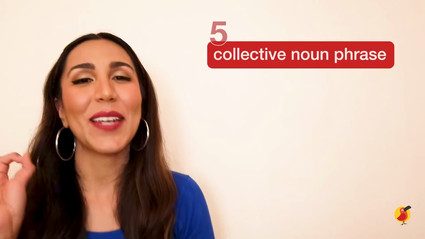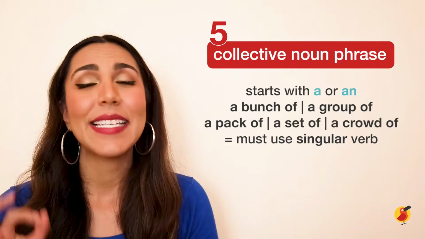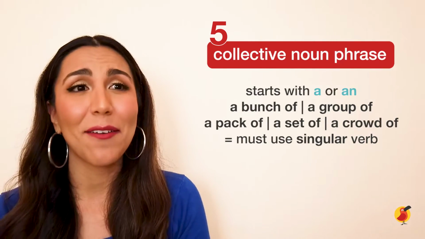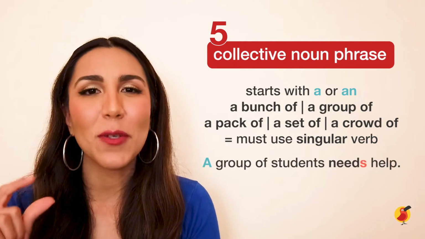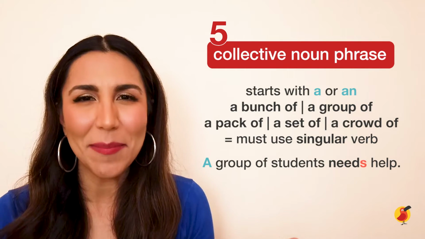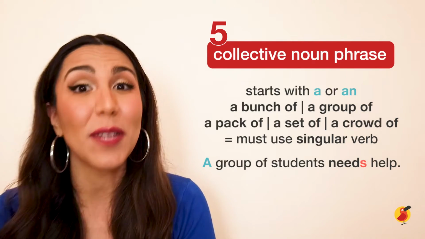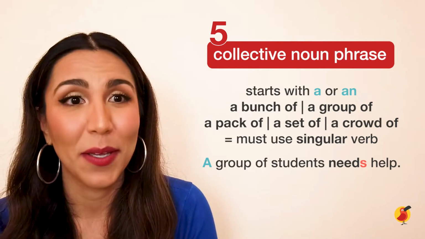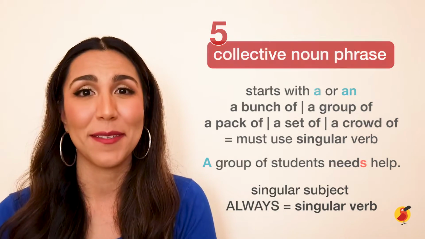Rule number 5. Collective noun phrases that start with the articles a or an take singular verbs. For example, a bunch of, a group of, a pack of, a set of, a crowd of. Here's an example. A group of students needs help. How many groups need help? You're right, just one. So don't get confused by the noun students. Students is not the subject. The subject is a group. Remember, singular subjects always take singular verbs.